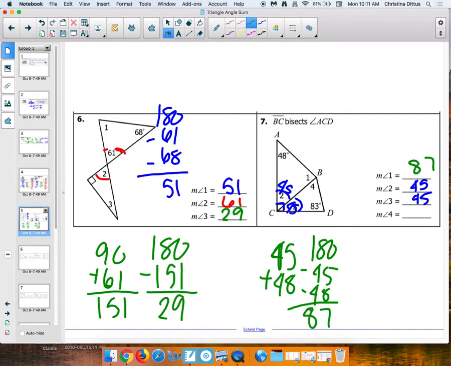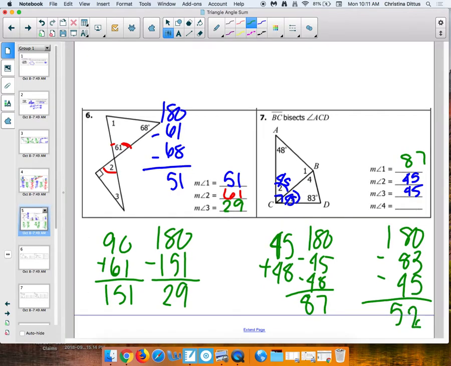Then how can we find angle 4? 83 minus 45. Subtract out your 83 and your 45. 52. And you got 52 there? Minus 180. Yes. Yeah, I was just mixing them up.